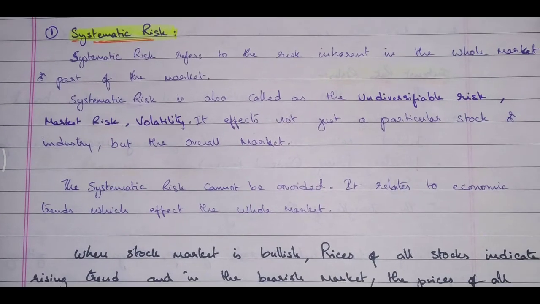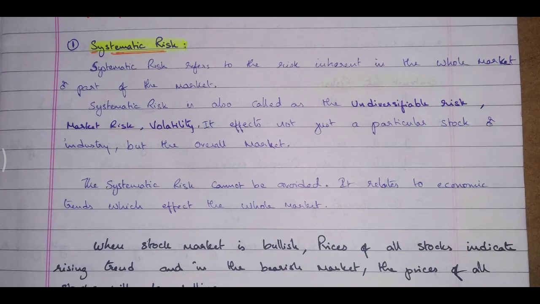Now we have different types of risk. Now we will be looking into systematic risk. Systematic risk is an inherent risk which is related with the market risk. So just we'll look into the systematic risk once. Systematic risk refers to the risk inherent in the whole market or part of the market. Systematic risk is also called as the undiversifiable risk, market risk, volatility. It affects not just a particular stock or industry but the overall market.